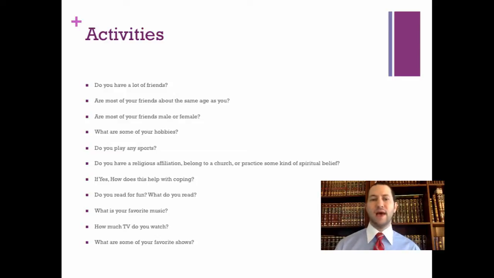So knowing that is important. If they say no or it doesn't help, then you don't bring religion into the therapy room. Okay. Do you read for fun? What kind of things do you read? Do you listen to music? What kind of music do you listen to? How much TV do you watch? What are your favorite television shows?